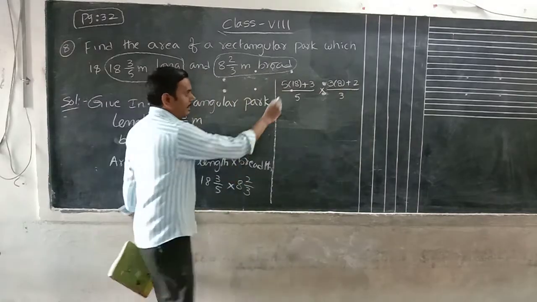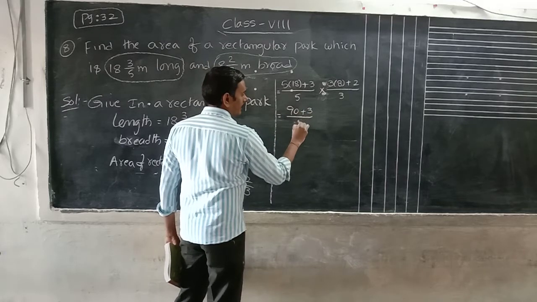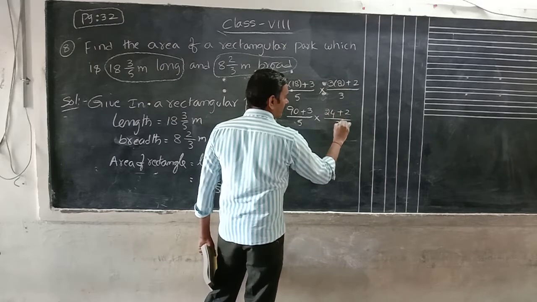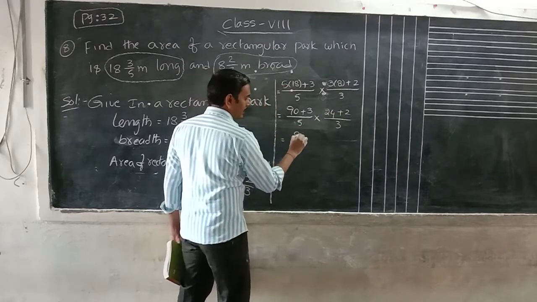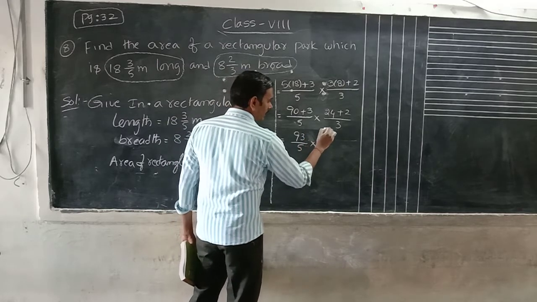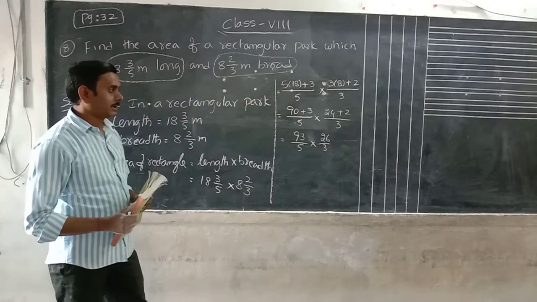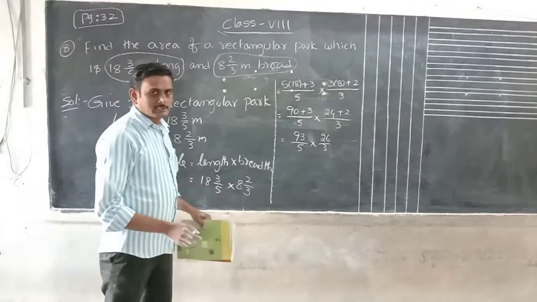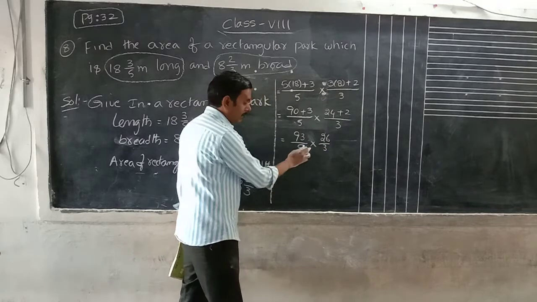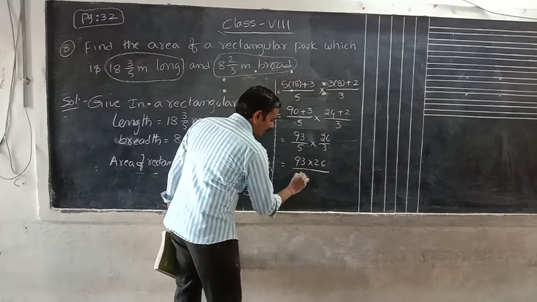Okay, now 8 in 5 years 90 plus 3 by 5, multiply 8 in 3 years 24 plus 2 by 3. Now 90 plus 3, 93. Multiply 93 by 5, multiply 26 by 3. Is there any cancellation possible? First multiply numerator with numerator, denominator with denominator. Multiplication 93 into 26 by 5 into 3.